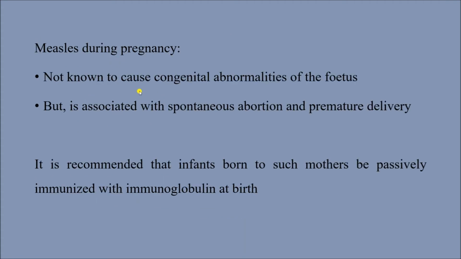Measles during pregnancy is not known to cause congenital abnormality. So congenital malformation does not occur from measles during pregnancy, but there have been cases of spontaneous abortion or premature delivery reported where there was measles during pregnancy. It is recommended that the infants born to such mothers be passively immunized with immunoglobulin at birth. So we shall talk about passive immunization with immunoglobulin, and those children who are born to mothers who had measles during pregnancy should receive immunoglobulin.